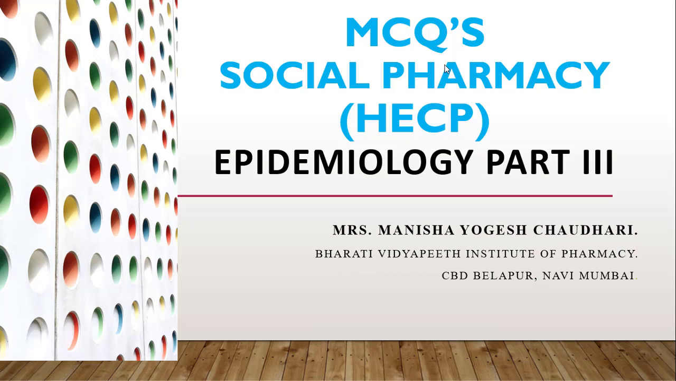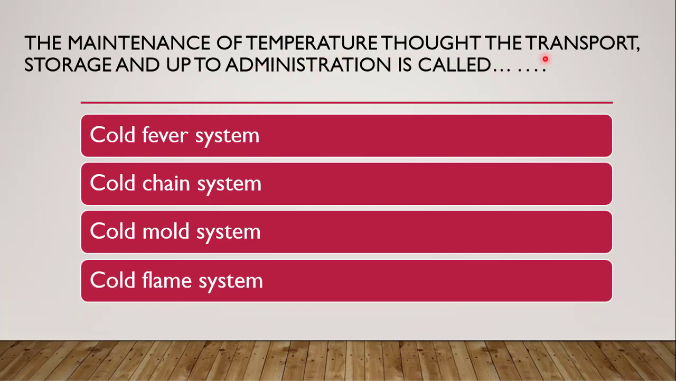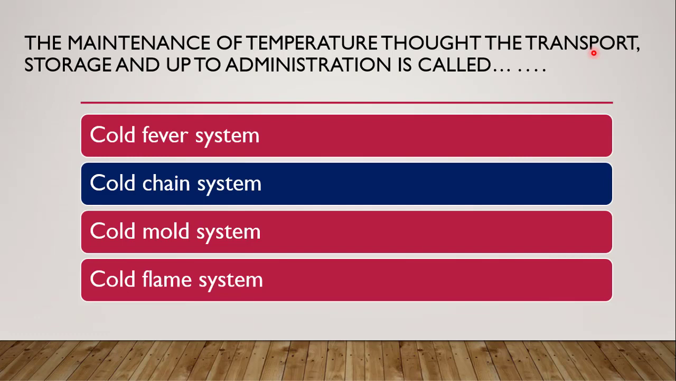So, to start with the MCQs, the first question is: the maintenance of temperature throughout the transport, storage and administration of vaccine is called as what? Whether it is cold fever system, cold chain system, cold mold system or cold flame system. The correct answer is cold chain system, because throughout the manufacturing, transportation, storage and till administration, vaccines need to be stored at cold temperature. So maintaining this chain is called the cold chain system.